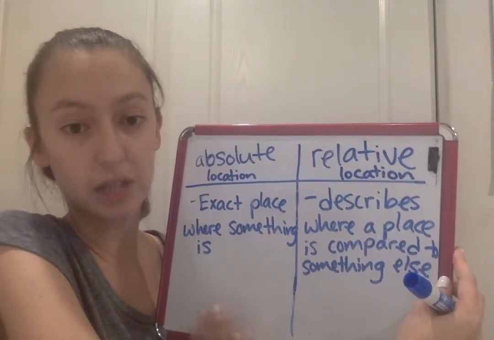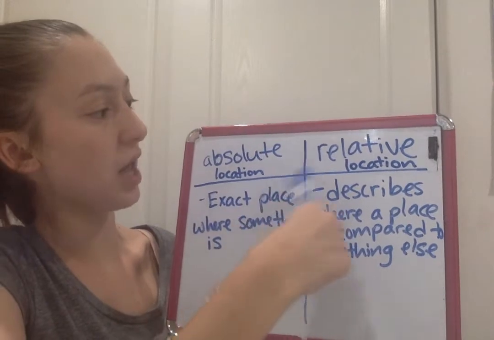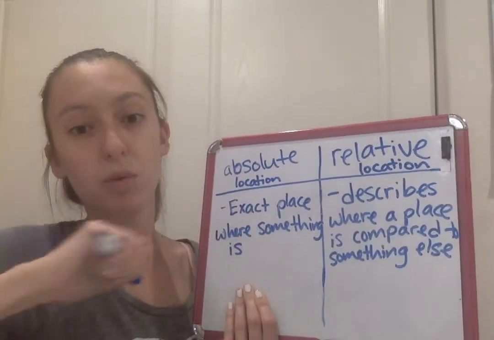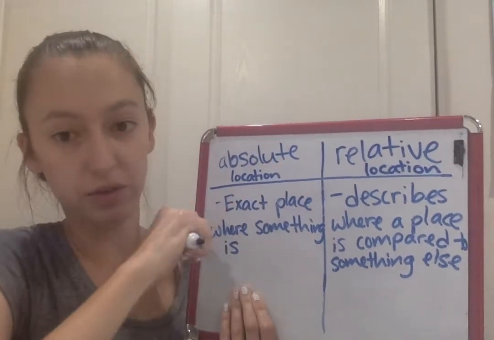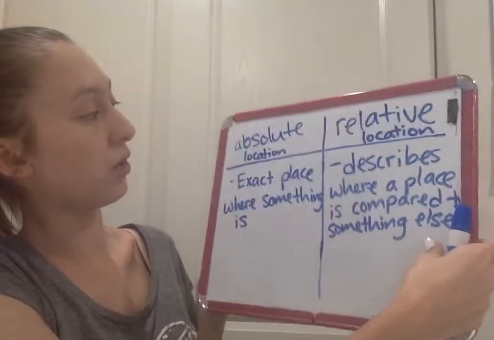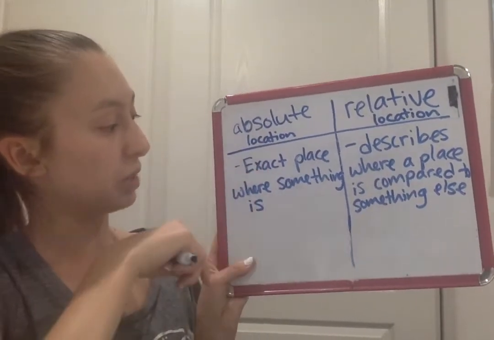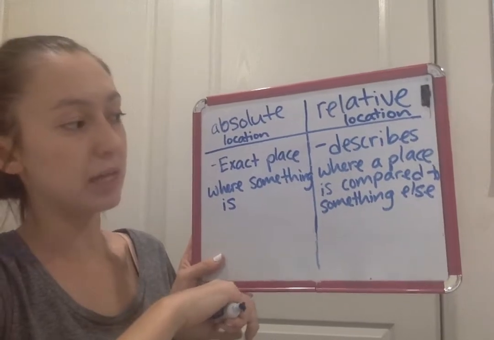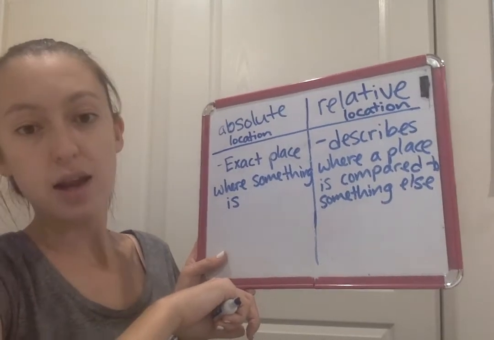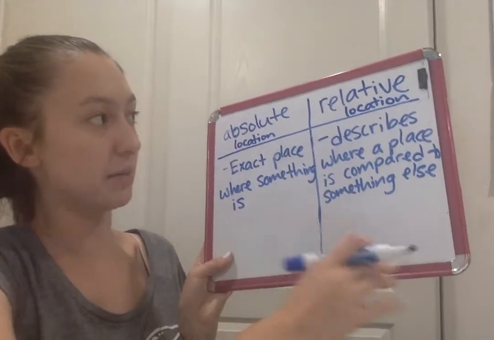talk about those today. All right, we will be talking about both absolute location and relative location, but today we will be making generalizations about these two types of locations. So now we remember that absolute location is the exact place where something is, and relative location describes where a place is compared to something else. Now, can you guys give me an example of each of these types of locations?